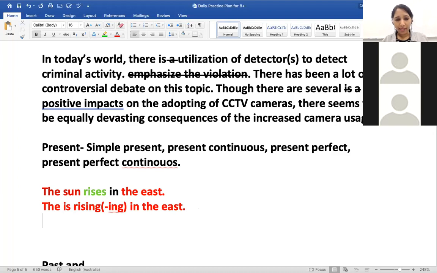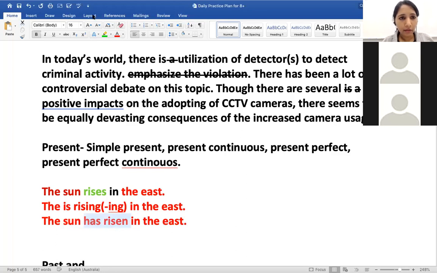Now, what does present perfect tense mean? The sun, the subject, and the verb, there is an auxiliary verb, and this auxiliary verb is usually have or has. Because it is in the present tense, the auxiliary verb is always in the present tense too. The sun has, and then the main verb or the main action word is in the V3 form, risen, in the east. Is this clear?